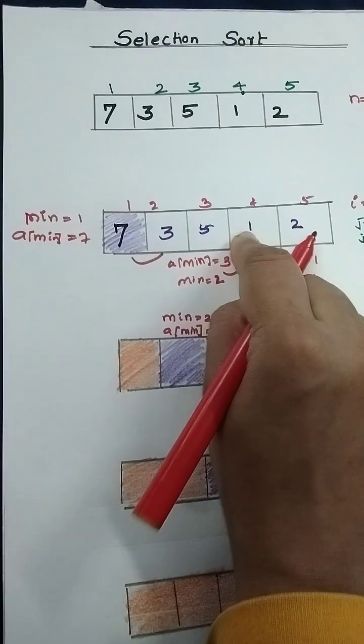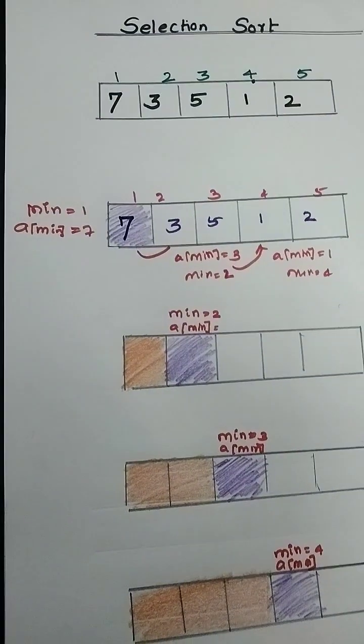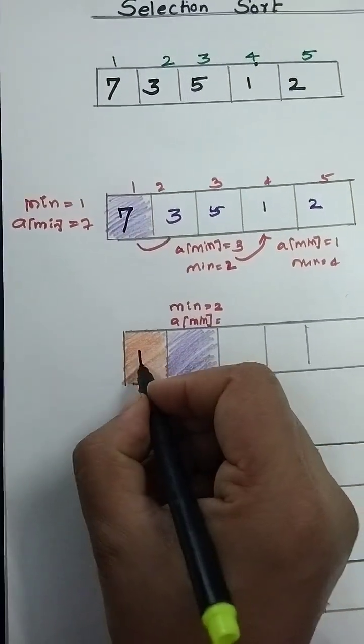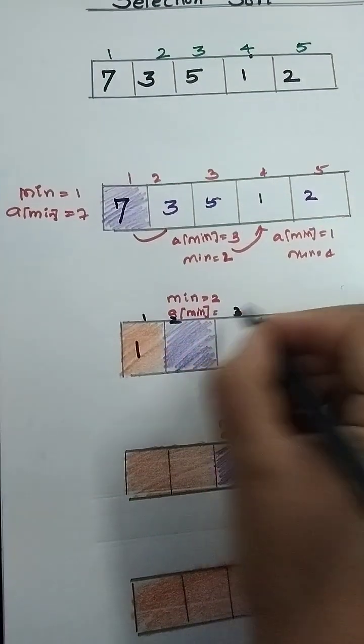So now you have to swap 1 with the first element. That is, you have to swap 1 with the first element, that is 1 here and the fourth position 7 here. The positions here are 3, 4, 5. Okay, I have to swap.